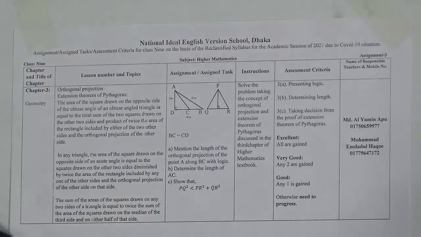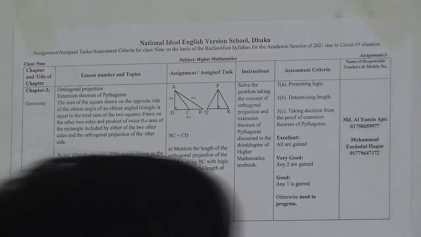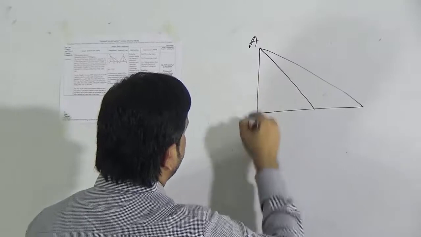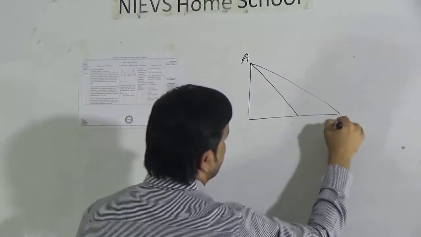It means that if I want to show you the figure here, this is the figure. Suppose this is the given figure. ABC is a triangle.